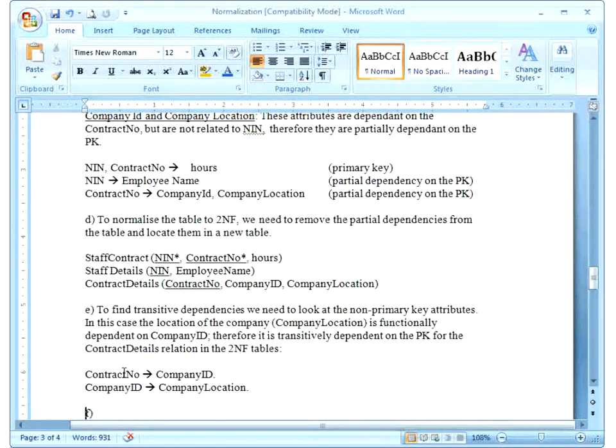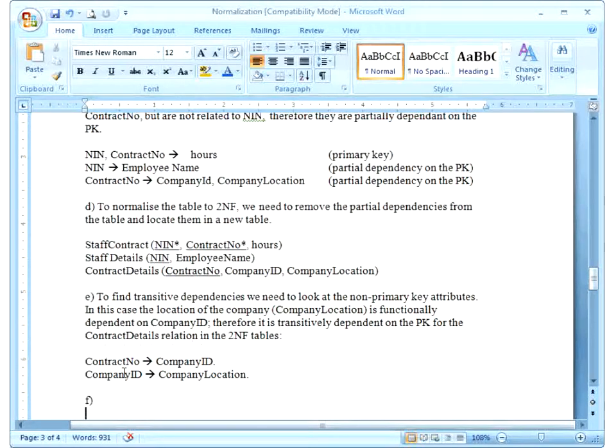Now we need to resolve these dependencies. So how do we resolve this? To remove the partial dependencies from the table and locate them in a new table, what we do is make a separate table for staff contract, in which we keep national insurance number, contract number and hours. We keep the other details out of it.